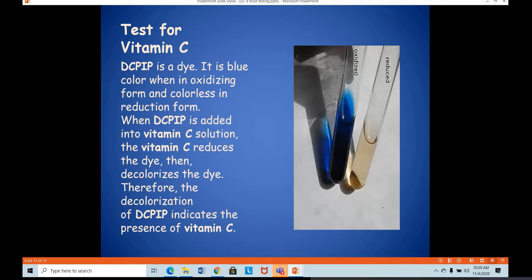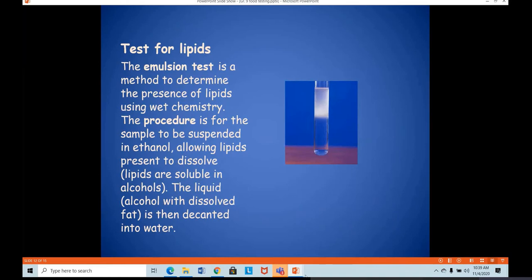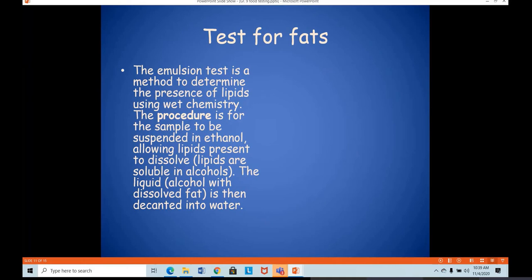All right, ladies, is it clear about the test for the lipids? Any questions? What is the test known as? Emulsion test. Yeah, it is known as an emulsion test. So what is used in this emulsion test in order to test for the presence of fats? Ethanol. Ethanol is used, which is a kind of an alcohol. So as ethanol is used, we are saying this test is using wet chemistry, because ethanol is a kind of a chemical which is alcohol.